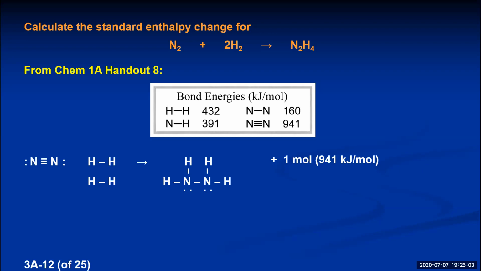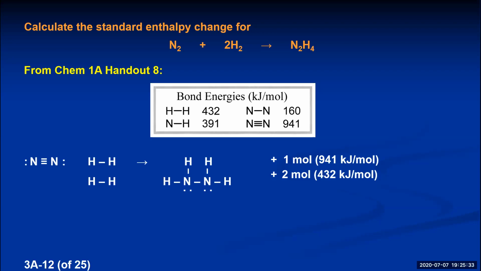Now, I have 2 hydrogen-hydrogen single bonds I have to break. I'll treat those as 2 moles of hydrogen-hydrogen single bonds. And once again, if you're breaking bonds, you have to put energy in. So this is going to be a positive number. So I'm going to add 2 moles multiplied by 432 kilojoules per mole worth of energy. All this energy I've listed so far will break the 3 molecules on the reactant side into individual atoms. Those atoms can then combine to form the one big molecule on the product side.